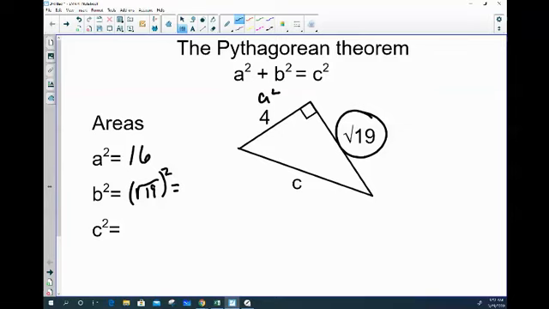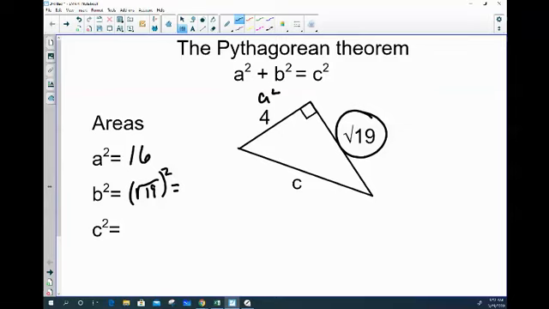And if you remember our discussion in the past, when we square a square root, we get what is underneath the radical. So now I have 16 plus 19 equals 35. So c squared is 35.